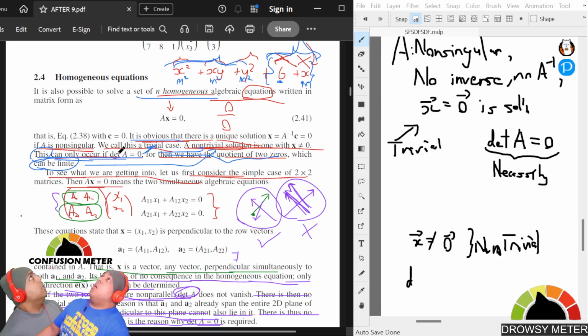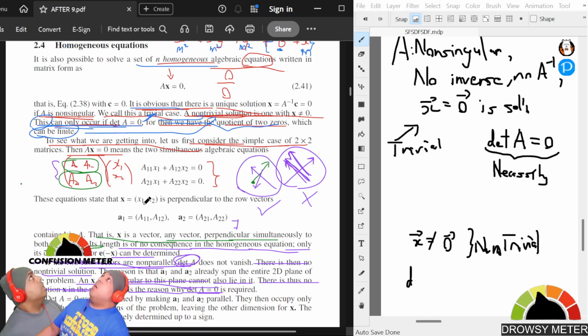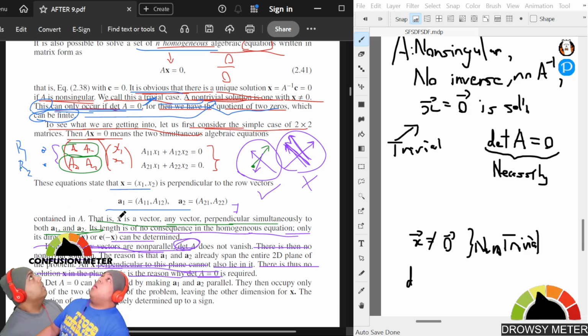Good. Let's just continue. To see what we are getting to, let's first consider the simple case. Ax equals 0 means the two simultaneous equations. These equations state that x is perpendicular to these row vectors, row 1, row 2. That is, x is a vector, any vector.